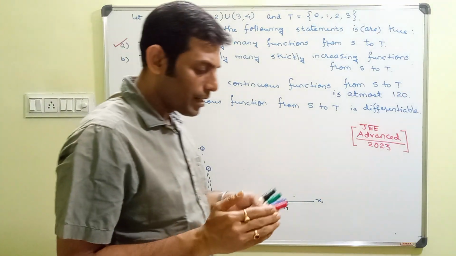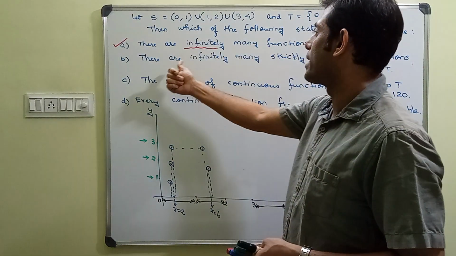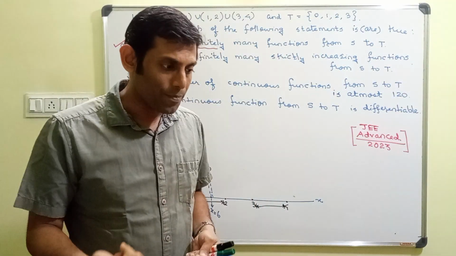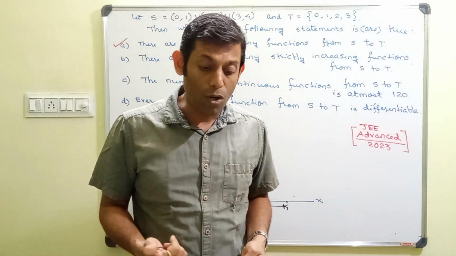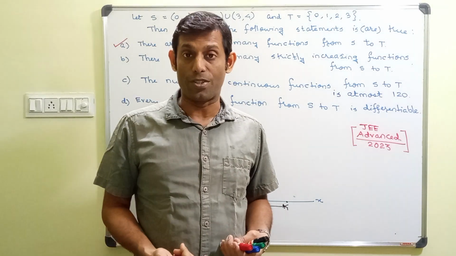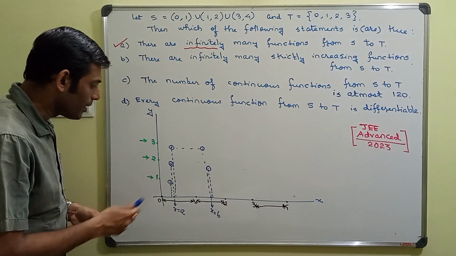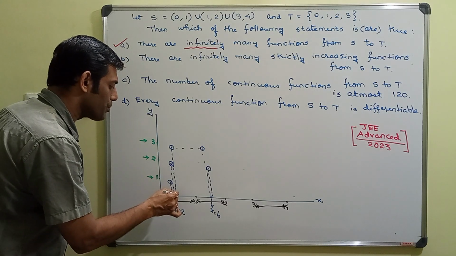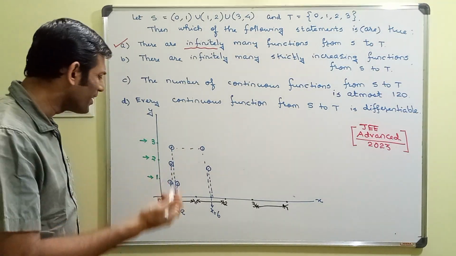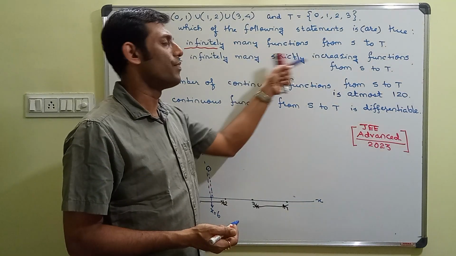Now, if the number of possible functions are infinitely many, and option B says that infinitely many strictly increasing functions exist, that would be logically incorrect. Simply because if there are infinitely many functions in total, it is not possible that all of them are strictly increasing. As you can see, at the very next position, let's say at A plus plus, it can come up here. It becomes a discontinuous function, not a strictly increasing functional nature.